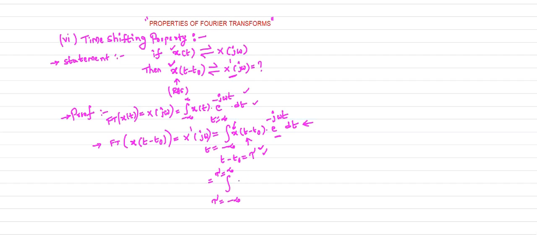So x of tau into e power minus j omega, and what is t here? Here t is replaced by tau plus t naught. So what is your t? Your t is nothing but tau plus t naught. So I just replace t by tau plus t naught.